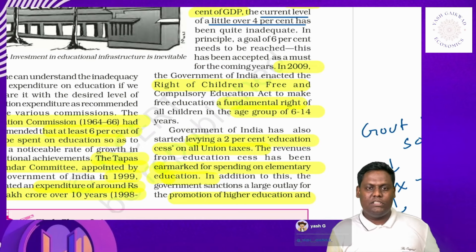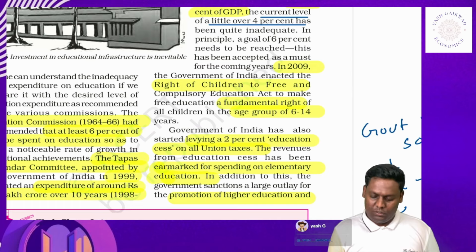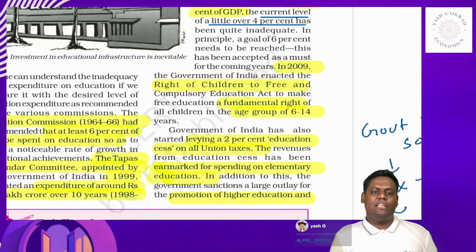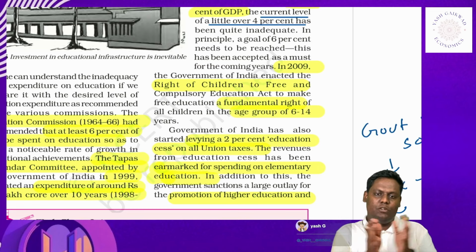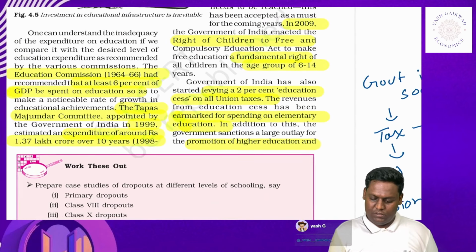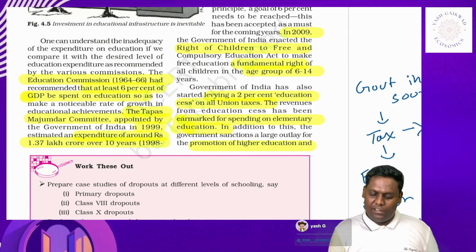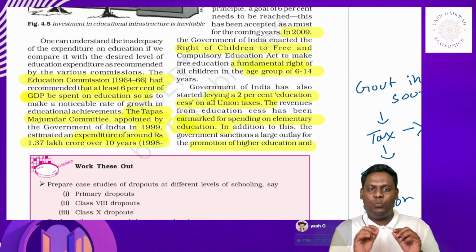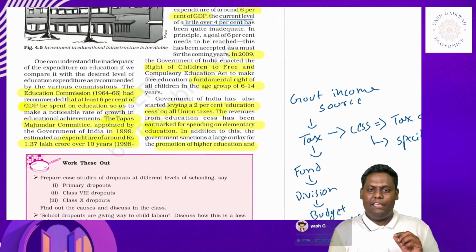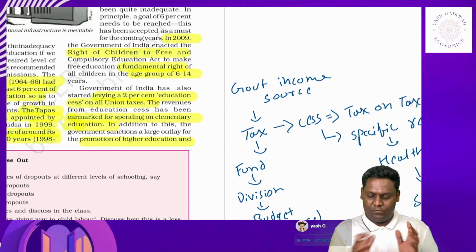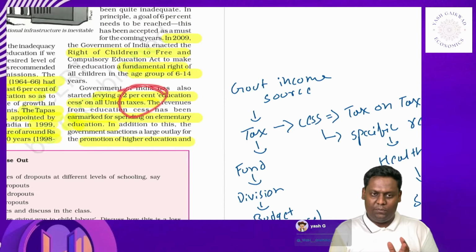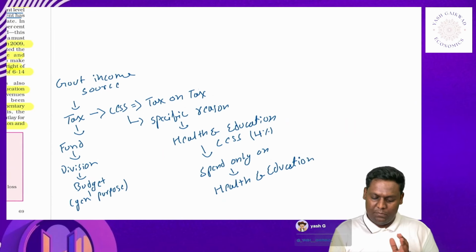In 2009, in order to achieve this goal, the government brought the Right to Education Act, which makes education a fundamental right, and no child can be denied education when he is between the age groups of 6 to 14, and he can enroll into government schools. Plus, the government has also started levying a 2% cess in the name of health and education cess. So again, cess, a new term over here. Let us understand what it means.